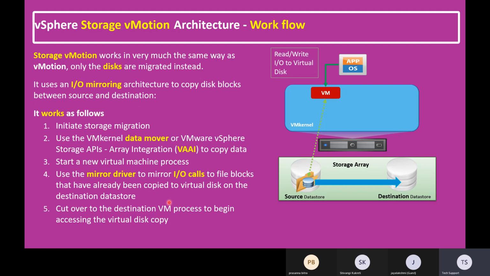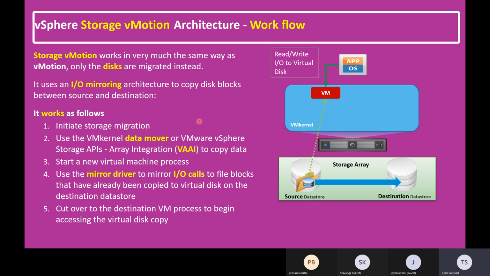Normally, when you initiate a storage migration, it uses the VMkernel data mover. The data mover is one of the features. It will use the data mover, or VMware storage vendors also provide VAAI. VAAI means vSphere Storage APIs Array Integration. This VAAI also helps you copy the data from the source datastore to the destination datastore, and it will use a mirror driver to move all the data. Once it's moved, it will cut over from the source and activate from the destination.